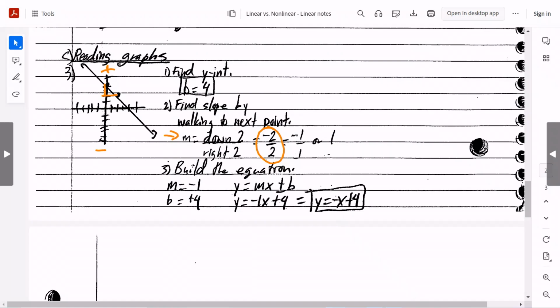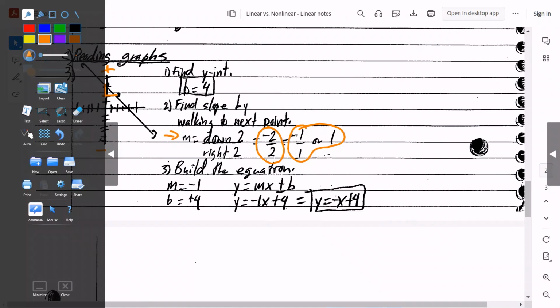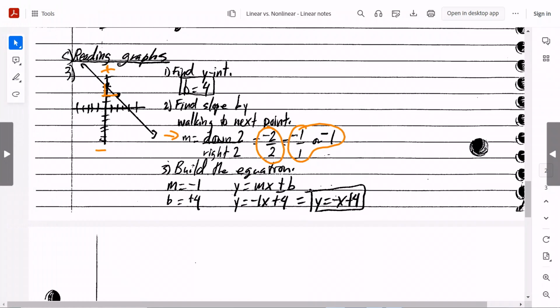Slope does like to be a fraction, but it also likes to be a simplified fraction. So simplify that to negative 1 over 1, or in this case, oops, that needs a negative there. I already had to fix this once. I'll fix it and upload it again. All right. So negative 1 over 1 or just negative 1. Remember, for a graph, you need negative 1 over 1. For an equation, you can just use negative 1.